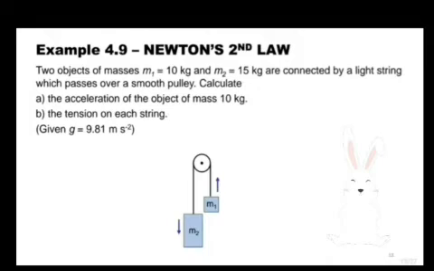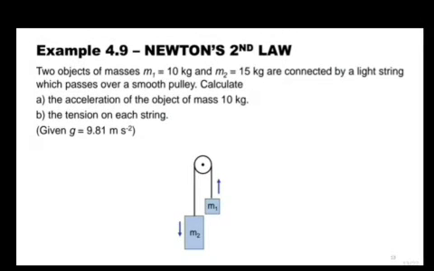Example 4.9 Newton's second law. Two objects of masses m1 equal to 10 kg and m2 equal to 15 kg are connected by a light string, which passes over a smooth pulley. Calculate A, the acceleration of the object of mass 10 kg, and B, the tension on each string. Given gravitational acceleration g equal to 9.81 meter per second per second.